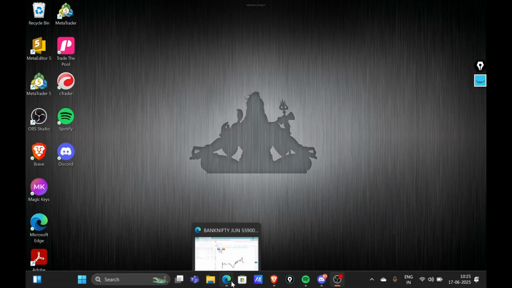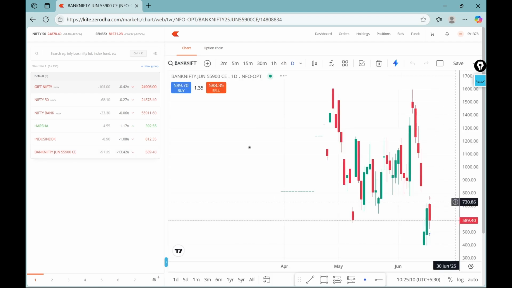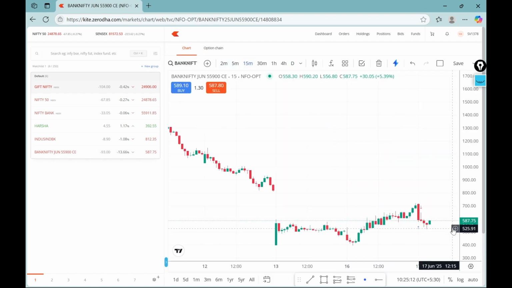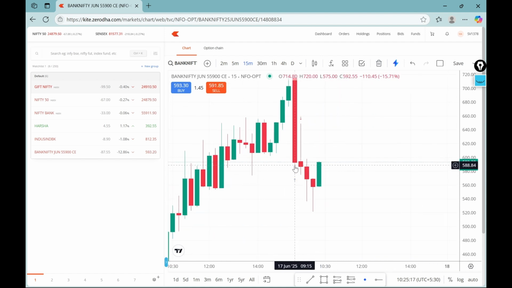23, I guess. Sorry, guys, I keep forgetting always. So at 9:24, I've executed this. Yeah, 15 minutes chart. So 9:24 means in the first bar itself, I have executed the order. In the second bar, my target has been hit.